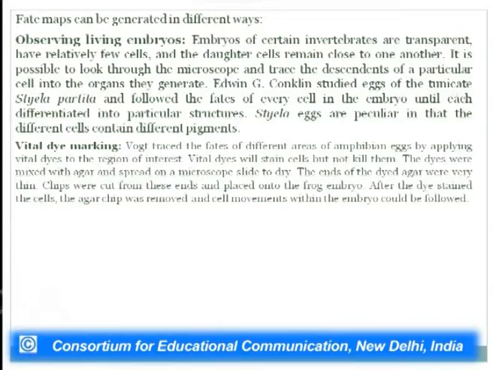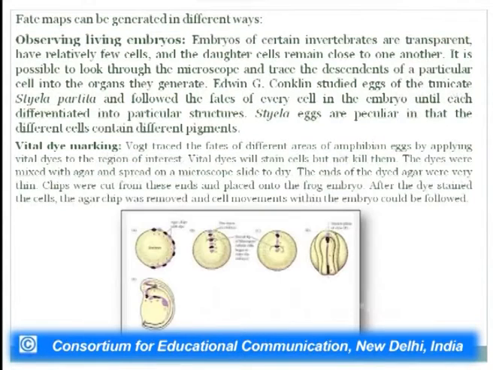Another technique involves vital dye marking. So, trace the fates of different areas of amphibian eggs by applying vital dyes to the region of interest. Now, vital dyes only stain live cells, but they do not kill them. The dyes were mixed with agar and spread on a microscope slide to dry. The ends of the dyed agar were very thin. Then chips were cut from these ends and placed onto the frog embryo.